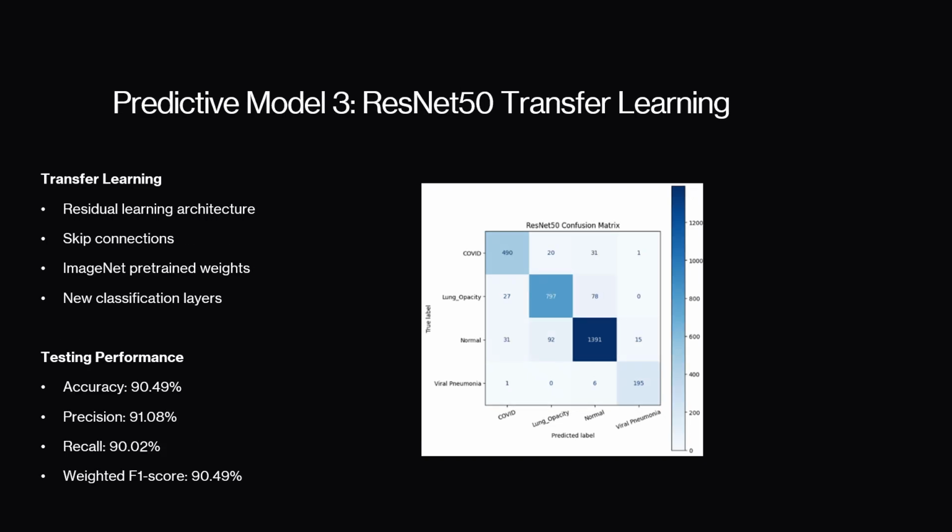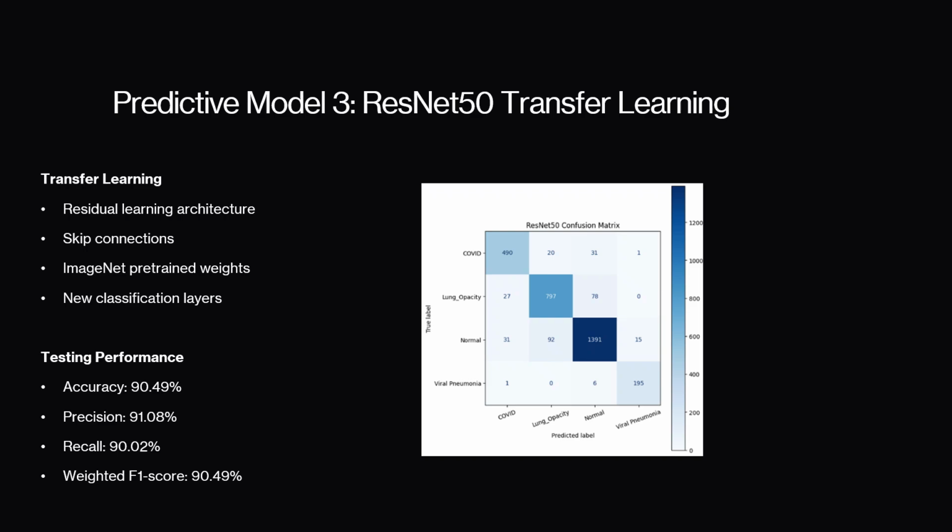The third predictive model evaluated was ResNet 50, another transfer learning architecture that differs from VGG16 because it incorporates residual learning. Residual connections, otherwise known as skip connections, allow information to bypass certain layers during training. This helps to reduce the vanishing gradient problem commonly encountered in deep neural networks. Deep networks can train more efficiently while learning increasingly complex image features.